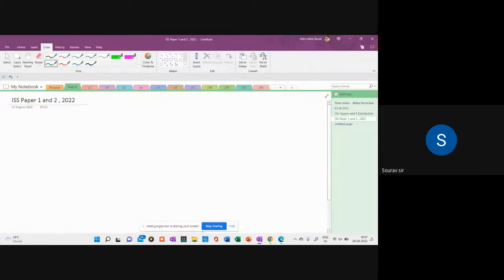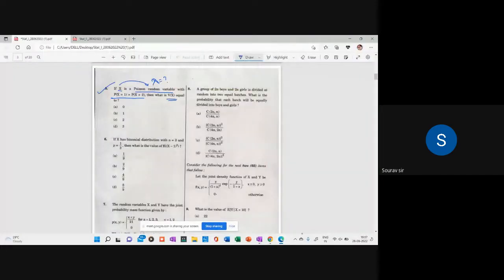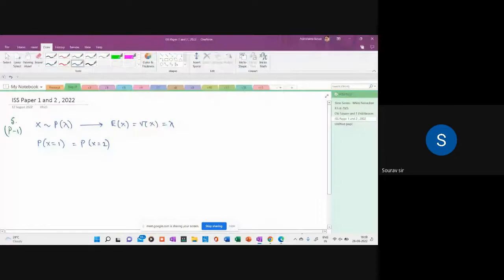So underlying theory. Let me write question number 5, paper 1. The underlying theory says that if X follows Poisson with parameter lambda, that implies expectation of X is equal to variance of X is equal to lambda. And here we have probability X equals 1 is equal to probability X equals 2. Let me cross check again. Yes, X equals 1, X equals 2, and we are asked to find the variance of X.